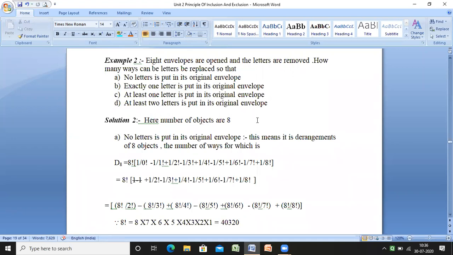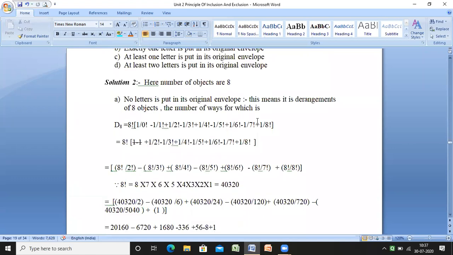So how many letters do we have? We have 8 letters. No letter is put in its original envelope means that we have to find the derangements of these 8 objects, which should not be in their original positions. We already discussed the derangement formula for that. The number of objects is 8 over here, so the derangement is D8.